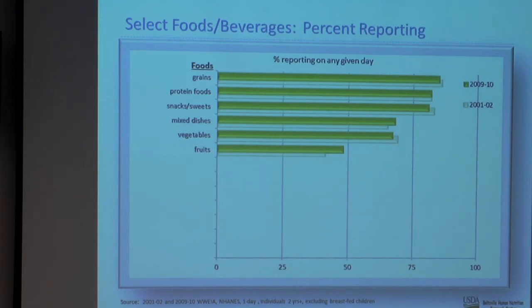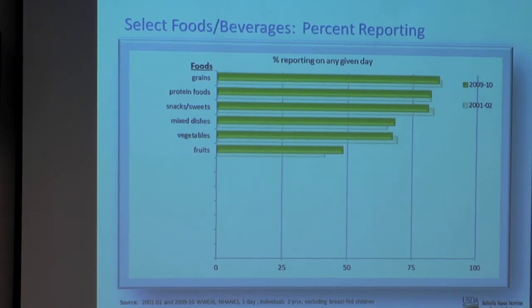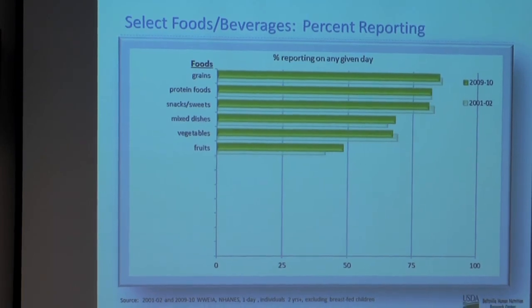And you can see we're not changing too much, other than vegetables are decreasing, which is not a good sign, but fruits are increasing a bit. So it's supposed to be half of our plate being fruits and vegetables. We have a ways to go.